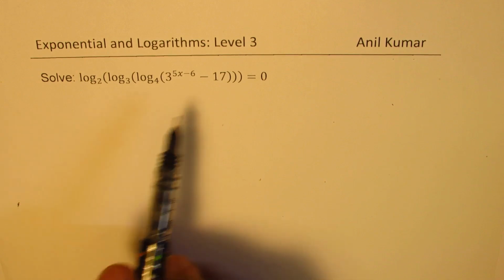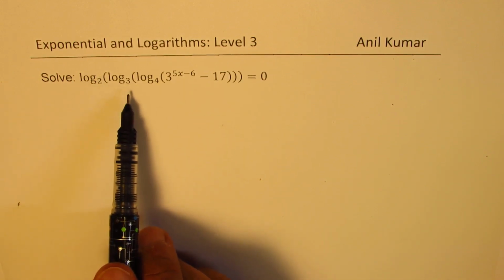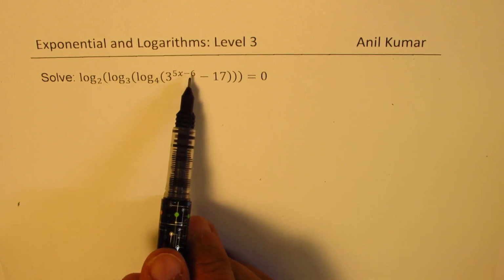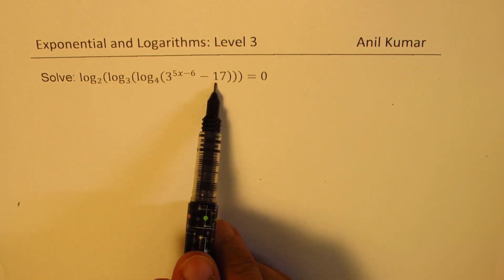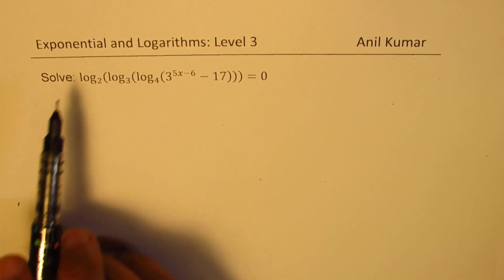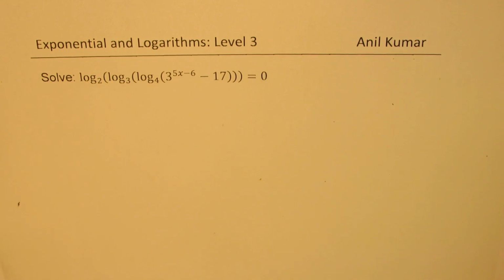We need to solve this equation, which is log to the base 2 of log to the base 3 of log to the base 4 of 3 to the power of 5x minus 6 minus 17 equals 0. You can always pause the video, answer the question, and then look into my solutions, right? Now we are saying log to the base 2 of all this is 0. It means what?